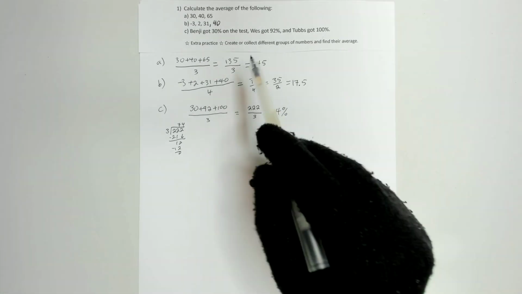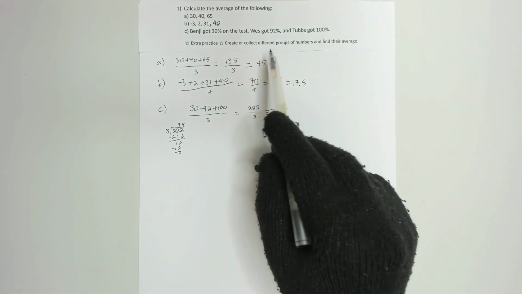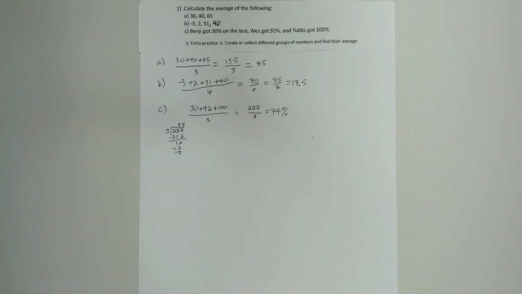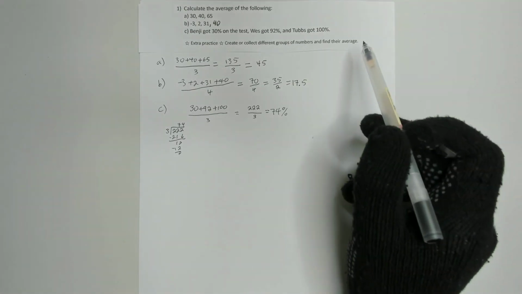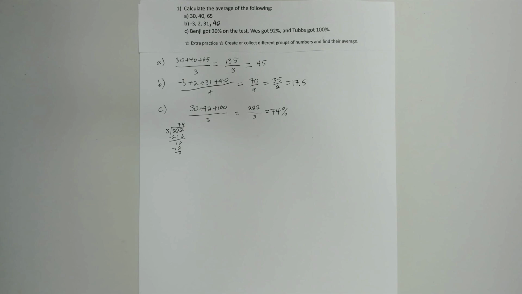And for some extra practice, create or go and collect some different groups of numbers. So what I mean by collect is maybe go outside and find a group of things that you want to look at the average of, right? You go to the store or maybe onto a website with different data on there, but in any case, collect some sort of numbers and find their average, right? So that's good practice to get a hang of this process and also what the average actually represents.